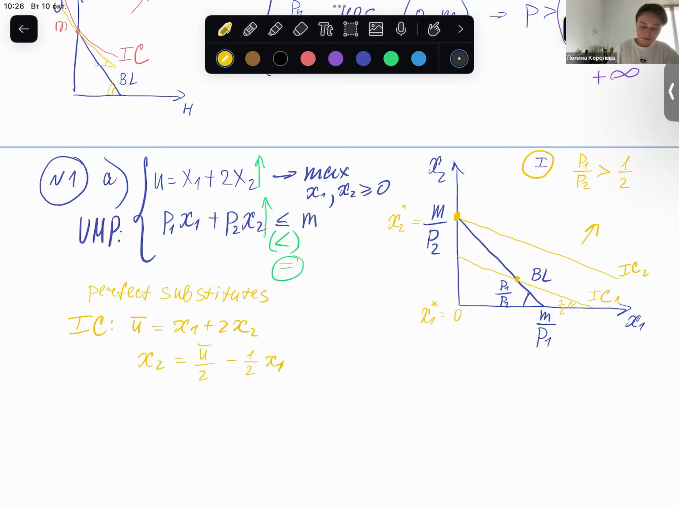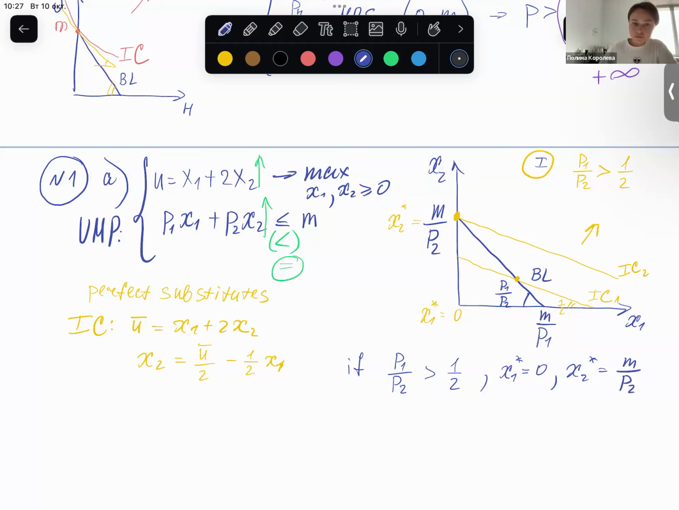And we are ready to write down this answer. So if the price ratio P1 over P2 is bigger than 1/2, then the demand for x1 is equal to 0, and the demand for x2 is equal to m over price of good 2.